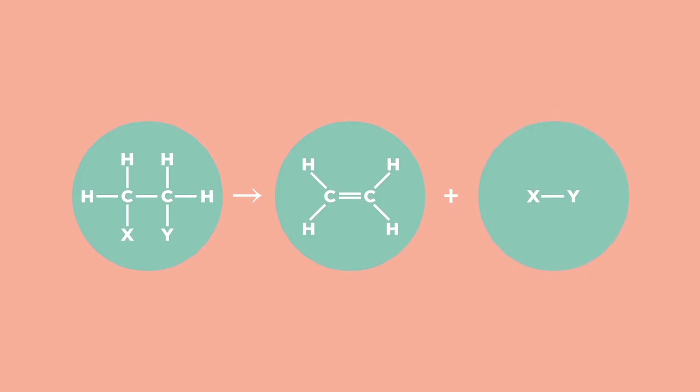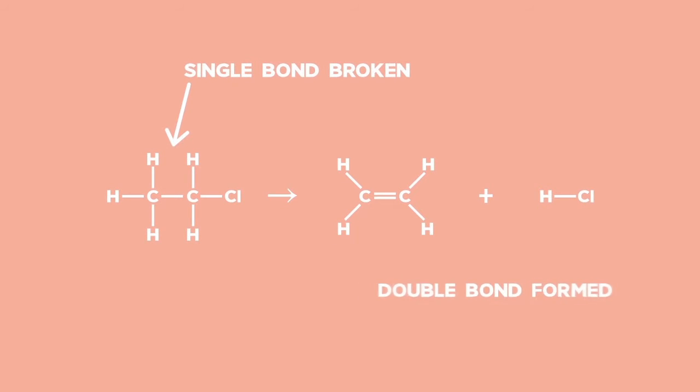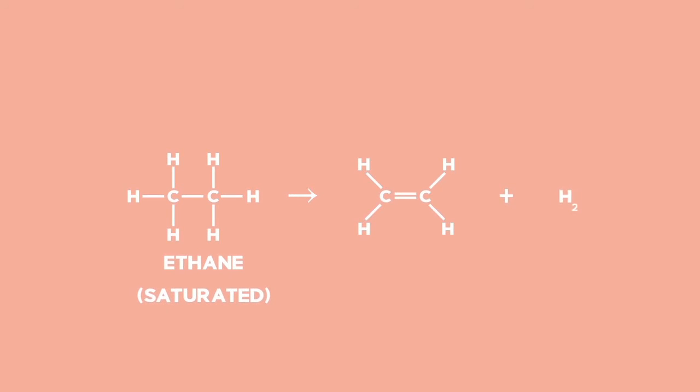To decide whether a reaction is an elimination reaction, you should look at how many reactant and product molecules you have. In elimination reactions, you should have one reactant and two product molecules. Also look for saturated reactants and unsaturated products.